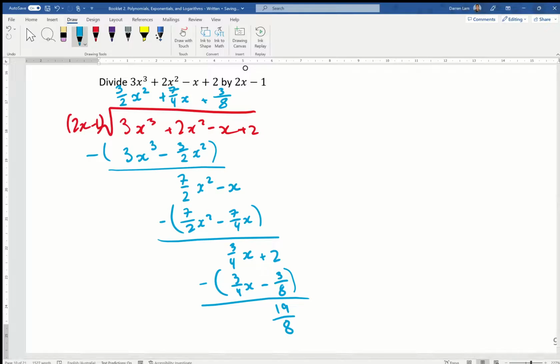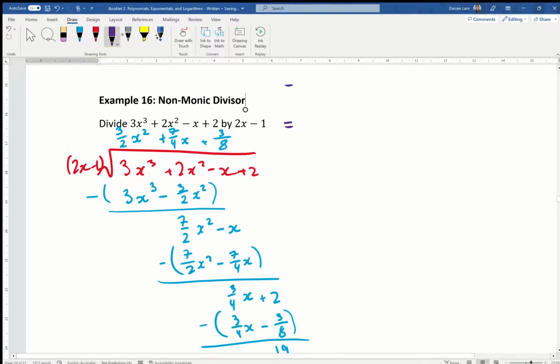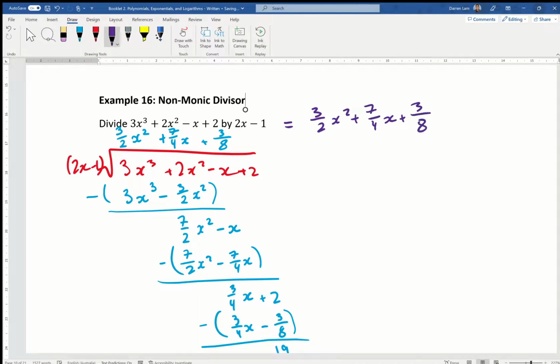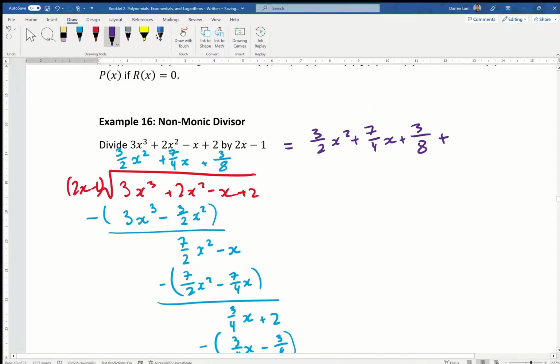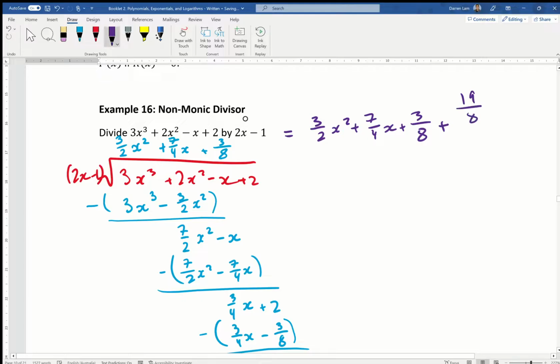If we're dividing this function by our linear equation, I can rewrite that as equals to, because we're dividing, we end up with 3 over 2x squared plus 7 over 4x plus 3 over 8, that's just my quotient, plus a remainder divided by our divisor, which is our remainder of 19 over 8 divided by 2x minus 1, which is annoying, so let's just rewrite that as 19 over 8 times 2x minus 1.